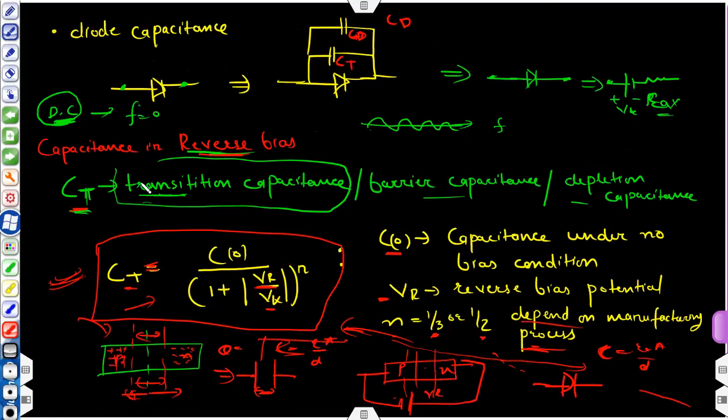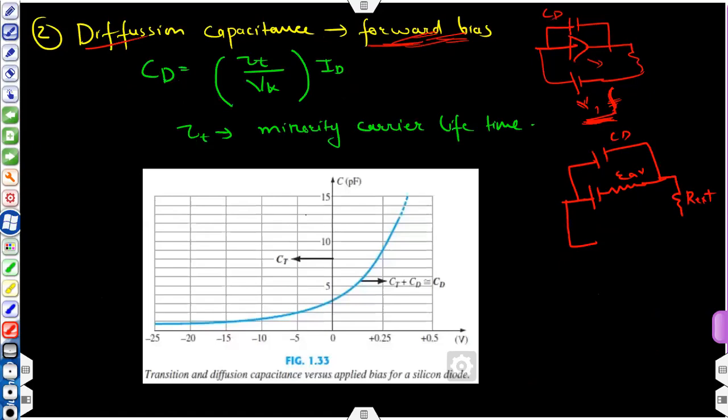Okay. So CT is defined for reverse bias, whenever your diode is in reverse bias, and CD is defined when your diode is in forward bias. They are independent things. So now you will not calculate CT, because it is given that your diode is in forward bias. And the formula for CD is this.